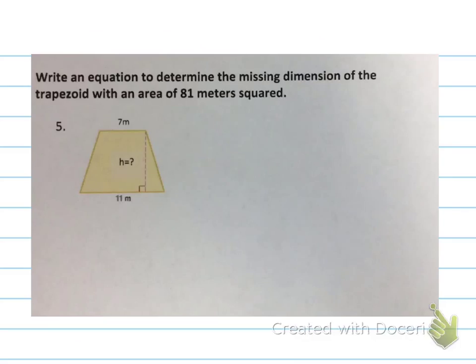Here we have one more. We have write an equation to determine the missing dimension of the trapezoid with an area of 81 meters squared. So that means A equals 81 meters squared. I would like you to write the formula, plug in, and solve step by step, not forgetting to rewrite your equation so you don't get lost in your problem. We are going to check number 5 with your table groups. If you get lost, please look at number 4 for support.